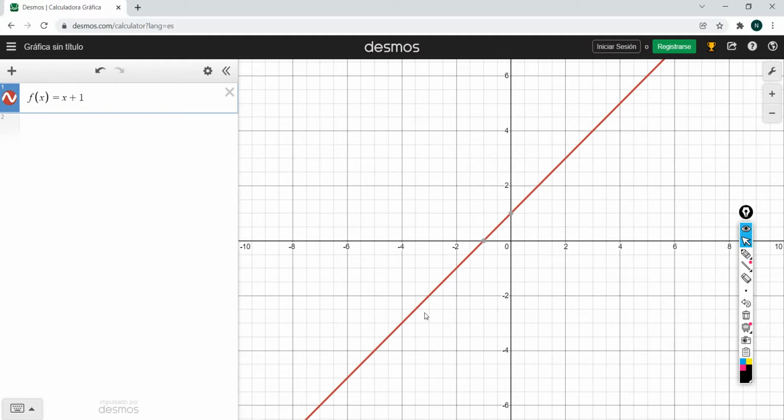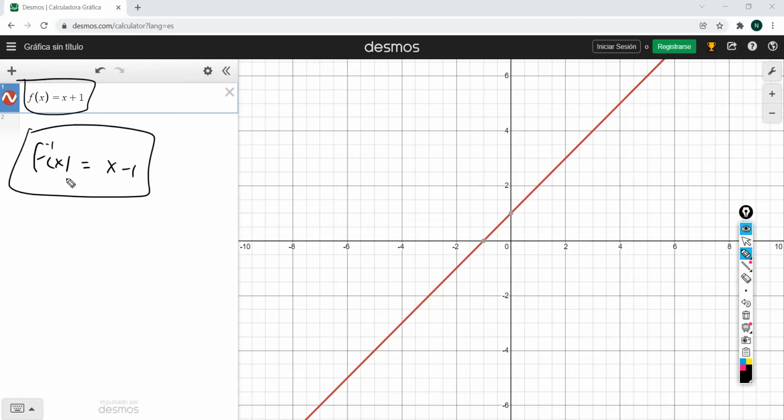I can find its inverse very simply as f inverse of x equals x minus 1, right? By the process that you know by now. So this is the equation of f, this is the equation of f inverse. And why is this also a one-to-one function? Because, how can I explain this to you?